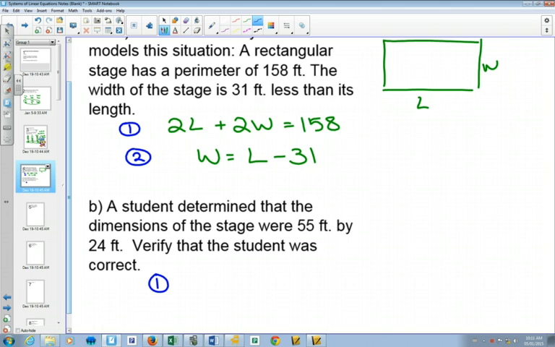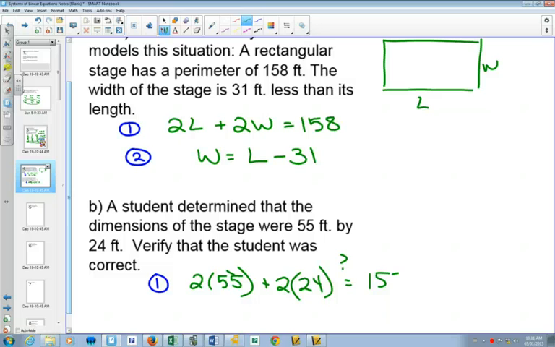So we'd have 2 times 55 plus 2 times 24. What does that equal? We want to see if it equals 158. So I'm going to just draw a line there, because I don't know if it equals 158. I'm going to just verify.